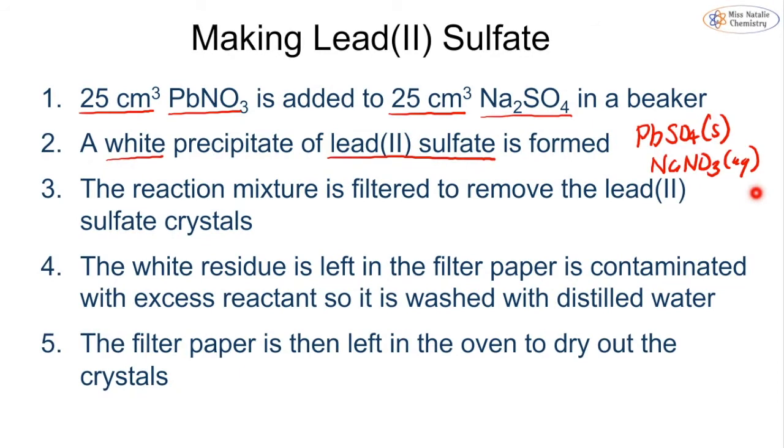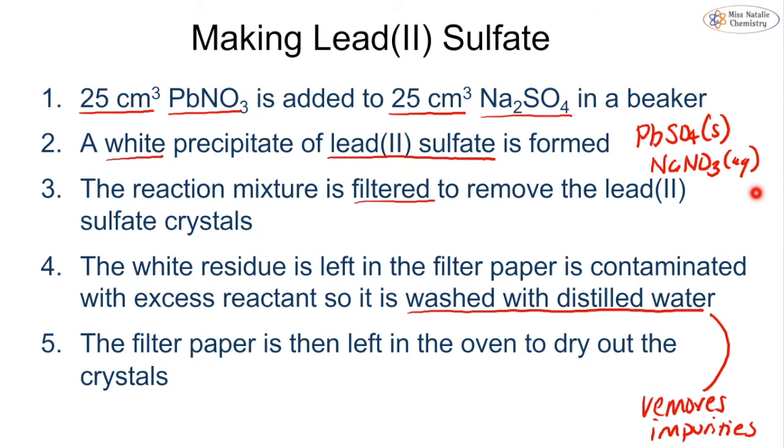So in order to separate, we filter the solution in order to remove the lead sulfate crystals. And the white residues sometimes might have some excess reactant, so we may have some of our lead nitrate or our sodium sulfate left over. So we wash it with distilled water, and this just removes any of the impurities. And the same as our soluble salts, we always want to make a dry sample. So we put our filter paper into a warm oven just to dry out the crystals and remove any of our water that may be there.